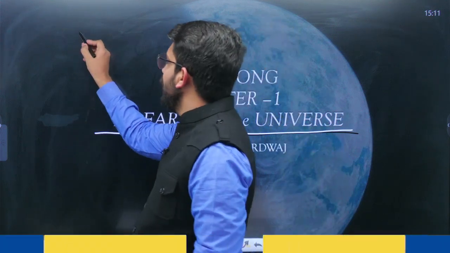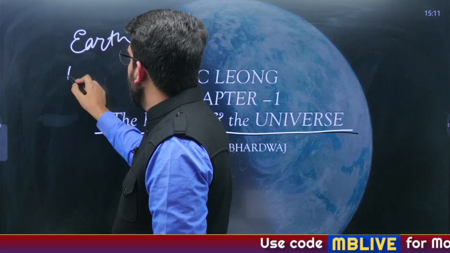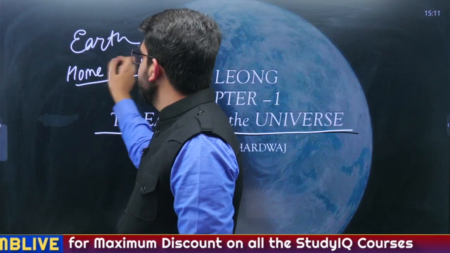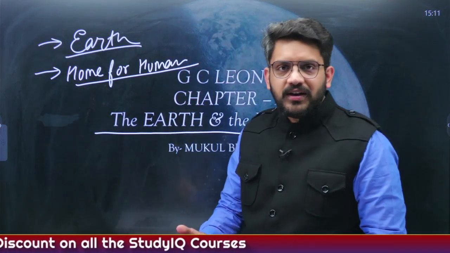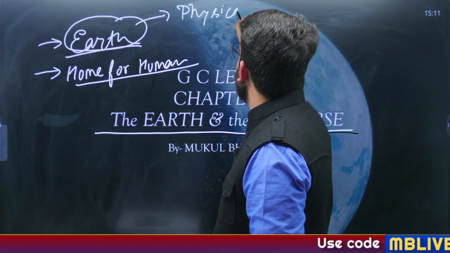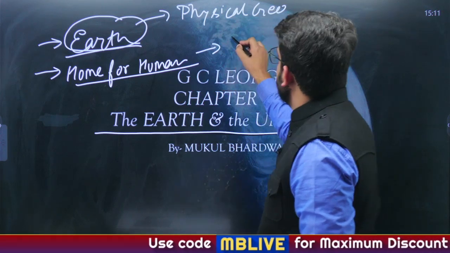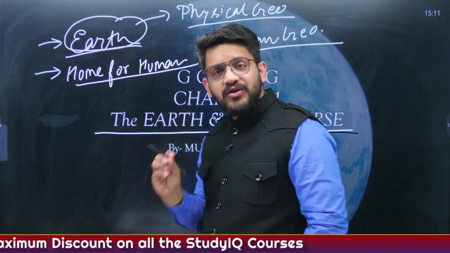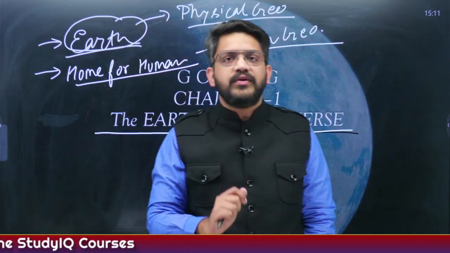When we understand the definition of geography, it is the study of Earth as a residence or as a home for human beings. So in this definition we come to know about two things. One is Earth, the second is home for human beings. One is a physical concept, the second is a human concept. Earth is physical geography. Home for humans is human geography. That's why geography has two components: physical geography and human geography.